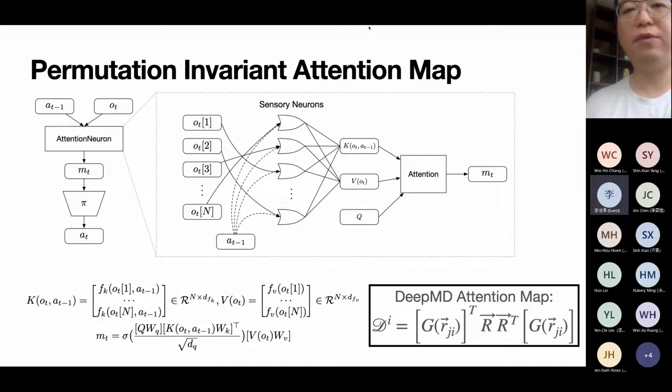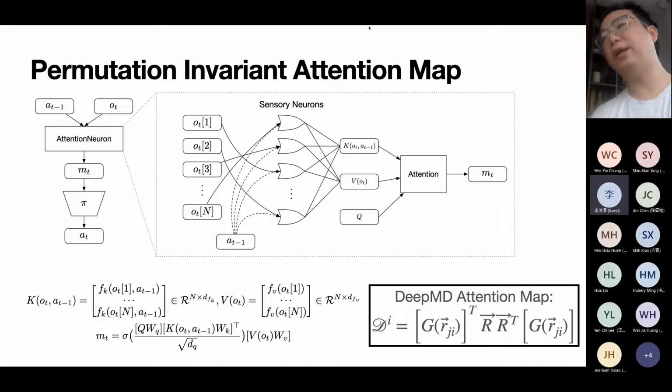K and V both take input O of T as their input information. So O of T labels the rows of matrix K and the rows of matrix V. But we are multiplying K transpose times V. So when you switch O of T to O of T prime, K will have a change of index from T to T prime, and V will also have a change from T to T prime. So when you multiply K transpose times V, it is invariant. It's insensitive to a switch in the absolute position of the atom. That's how you get a permutation invariant attention map.